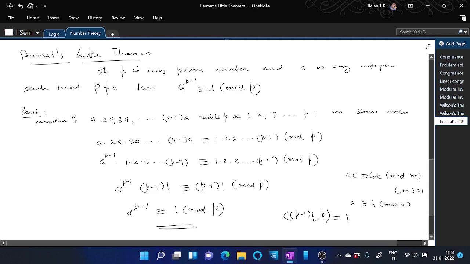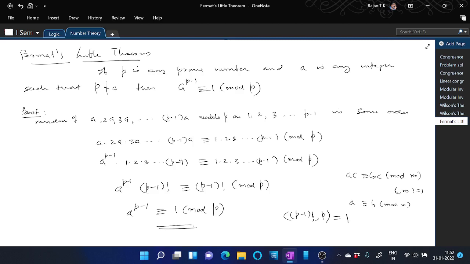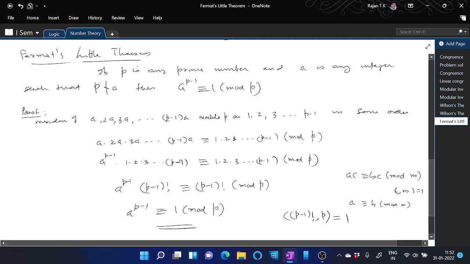Thus, the result, Fermat's little theorem. Actually, the theorem was proposed by Fermat, and only after a century was the result proved by Euler.